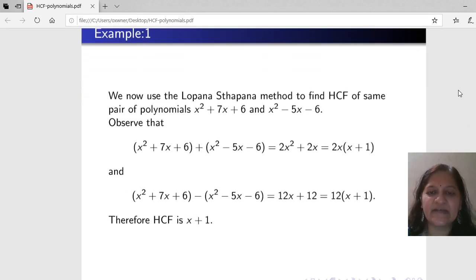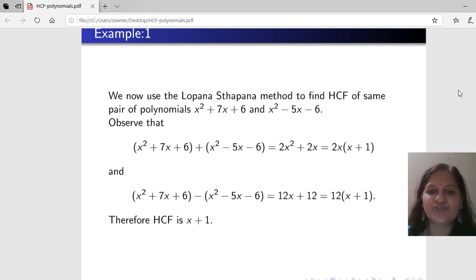First let us consider the same example which we have seen by factorization method and Euclidean algorithm method: x square plus 7x plus 6 and x square minus 5x minus 6. Now observe the constant terms. Those are 6 and minus 6. So if we add these two polynomials, then it will get cancelled.